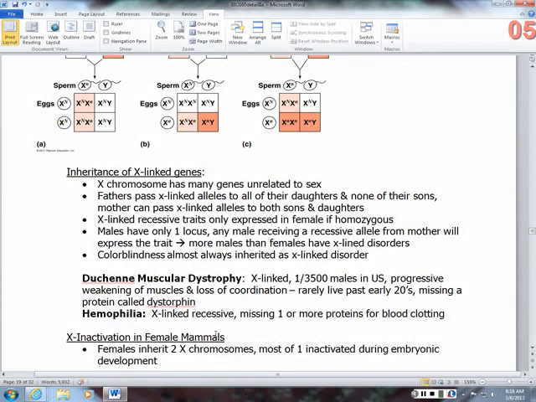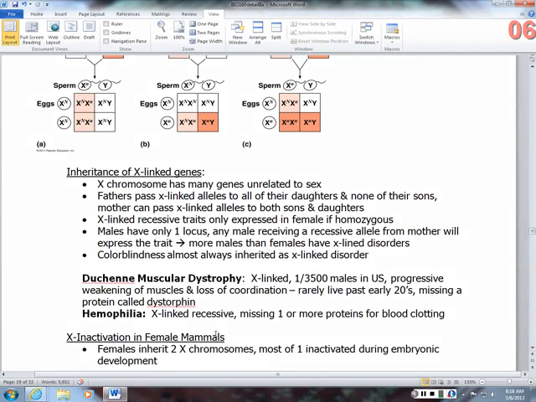So the X chromosome has many genes that are unrelated to sex. A father's going to pass his X-linked genes to all of his daughters because they're going to be on his X chromosome. None of their sons, because the sons don't get the X chromosome. The mother can pass X-linked alleles to both daughters and sons.